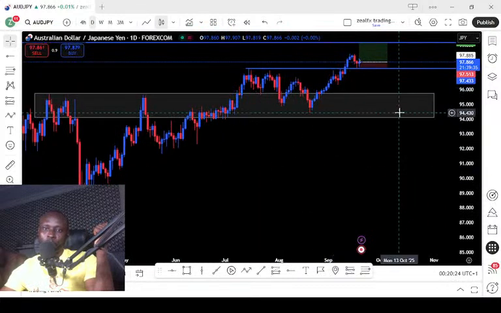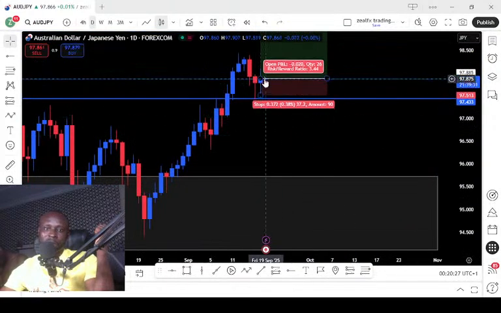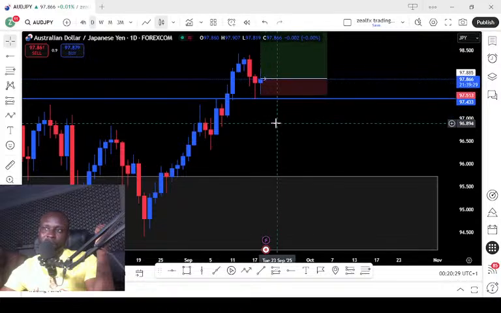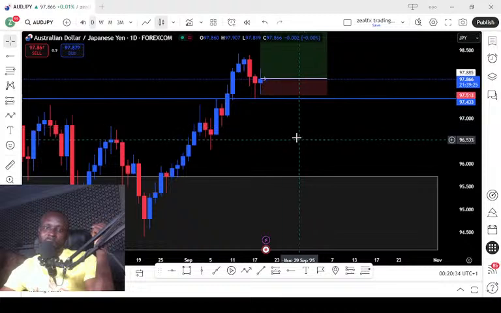So we expect more buys for the Australia JPY. Now we have a good setup. You can see that we have an indicator candlestick on the Australia JPY. So look for more buying opportunities for the Australia JPY to the top this week.